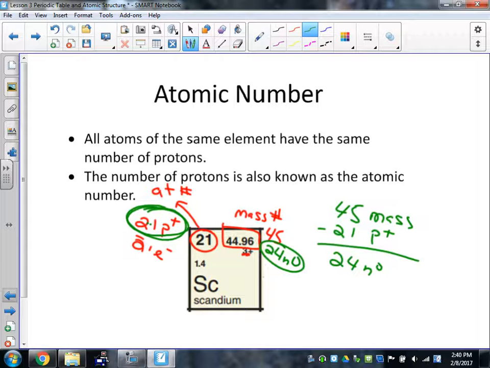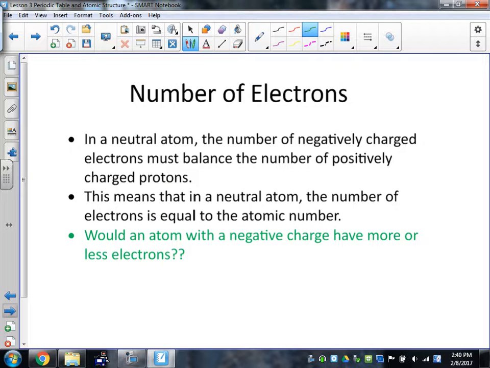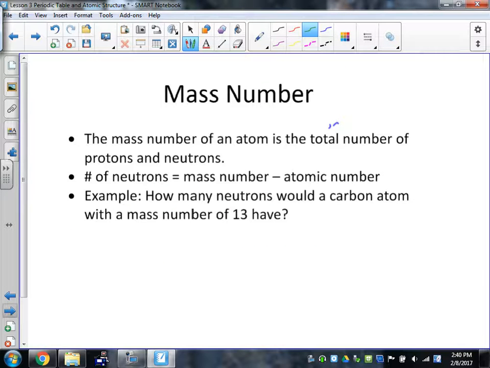So that's how you figure out the number of neutrons. Going back to here, the number of neutrons equals the mass number minus the atomic number. The mass, the total big number, minus the atomic number, the protons. How many neutrons would a carbon atom have with a mass number of 13? So let's take a look at carbon. Find carbon for me. Look, find carbon.